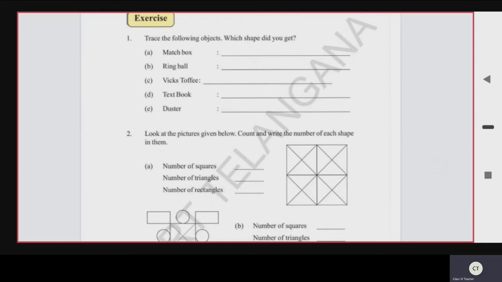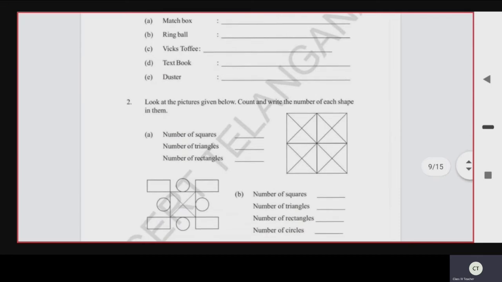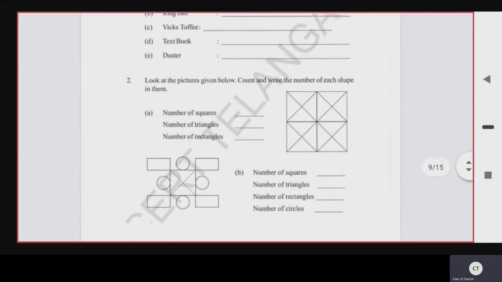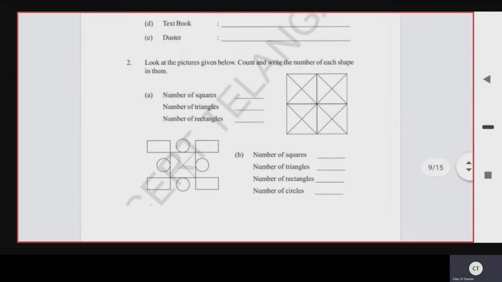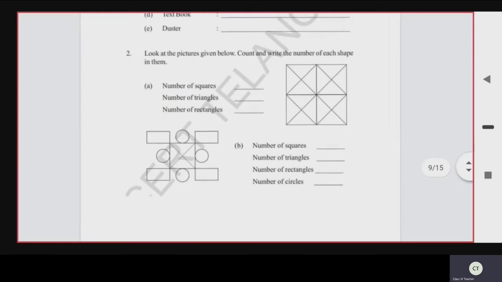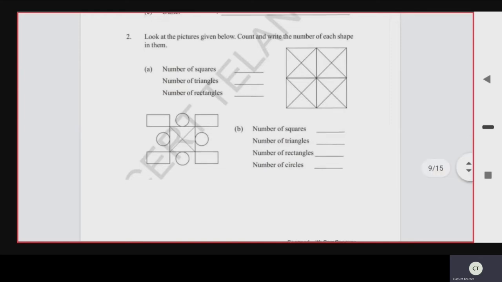If you trace a ring ball, what shape do you get? You'll get the shape of a circle. Vicks toffee, if you trace it, you will get the shape of a triangle. The next one is the textbook. If you trace the textbook, you will get the square shape. It is a big square, all sides are equal. The next one is the duster. If you trace a duster, you will get the shape of a rectangle.